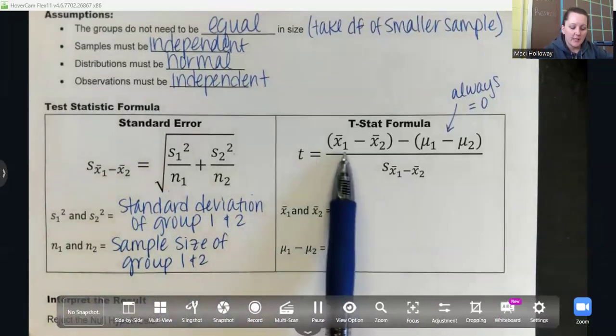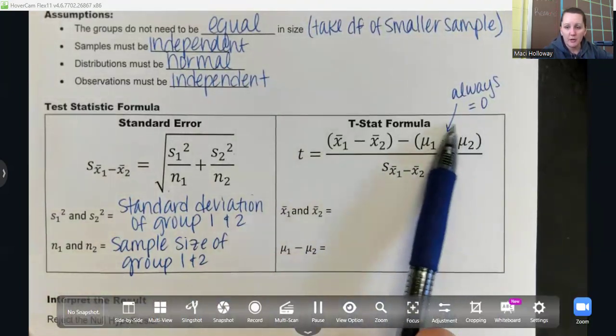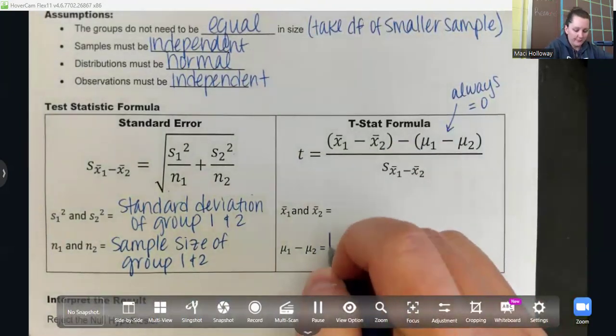All right, so our test statistic formula here, again, we said this is always 0, because our hypothesized difference in means, we want it to be 0.